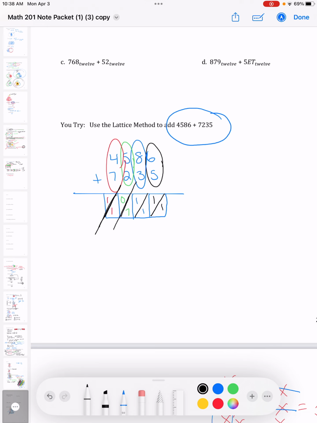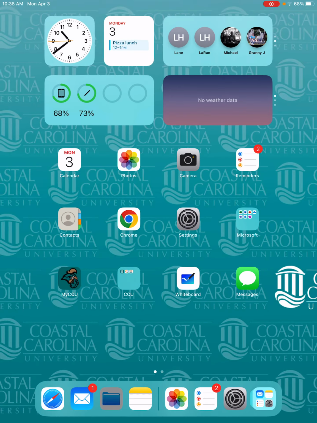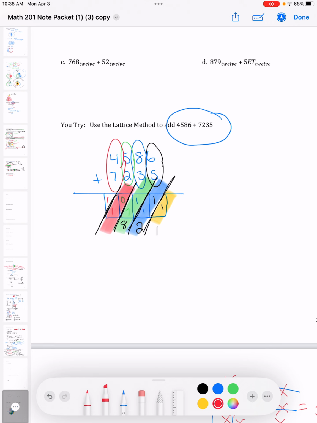Now I'm going to add in between these diagonals. So for this first one, I just get 1. For this second one, I'm going to get 2. For the third one, I would get 8. For this fourth one, I would get 2. And for this last one, would just be 1. Oops, I'm sorry. I would not get 2 for that one. That's my fault. I would get 1. 1 plus 0 is 1. That is my fault. Sorry about that. So I would get 11,821 for this answer.